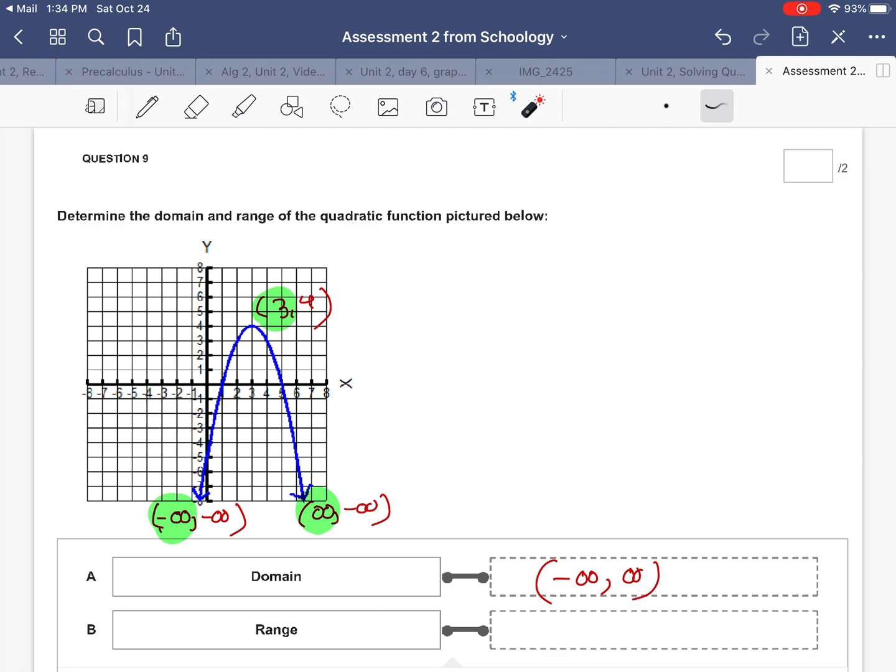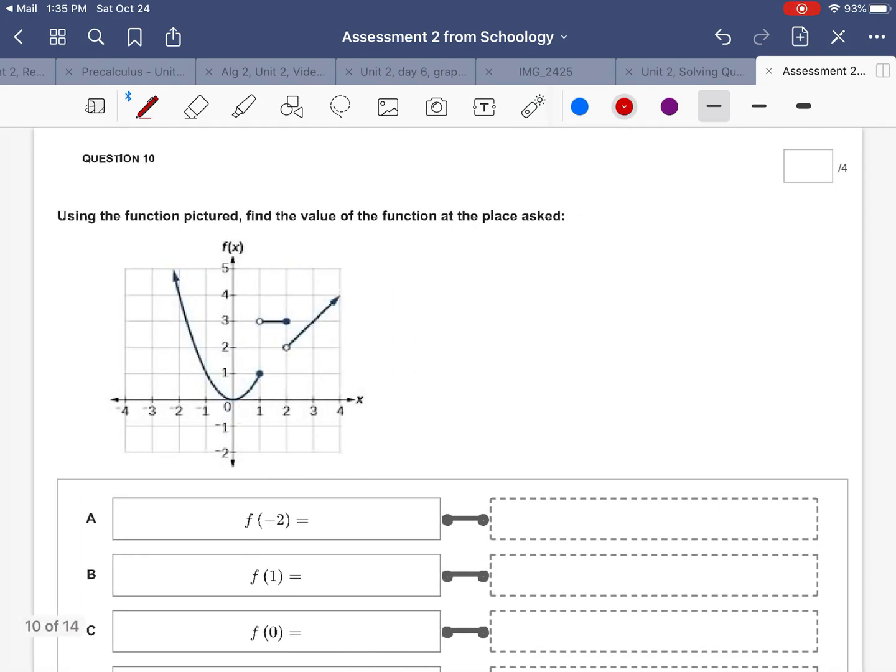Now the range is the height. So you can look at these y values if you like, or you can think about the height. The highest this goes is 4, and the lowest it goes is down forever. So I have to put that in order. My down forever would be first because it's smaller than 4 on the other side. It is touching 4, so I'd put a bracket.